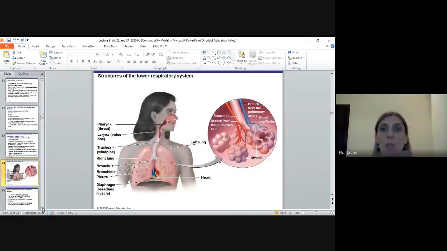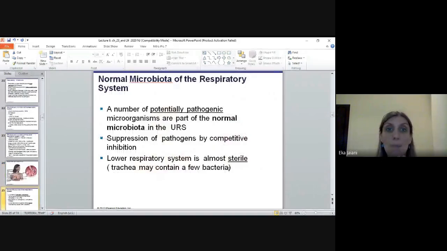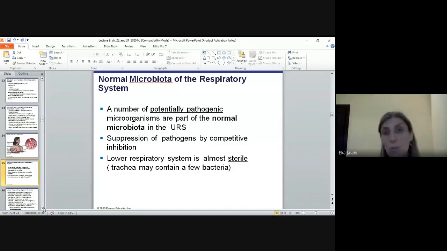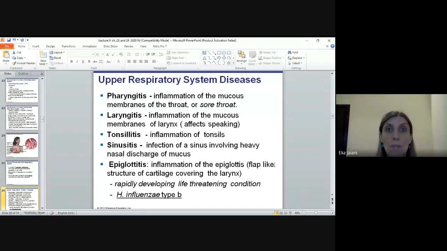And we have normal microbiota in the respiratory system, but some members of normal microbiota can lead to disease. Again, Streptococcus pneumoniae, Staphylococcus aureus, Haemophilus influenzae, Neisseria meningitidis can be found as normal components and can reside and live in the upper respiratory tract, but in some people can cause disease.